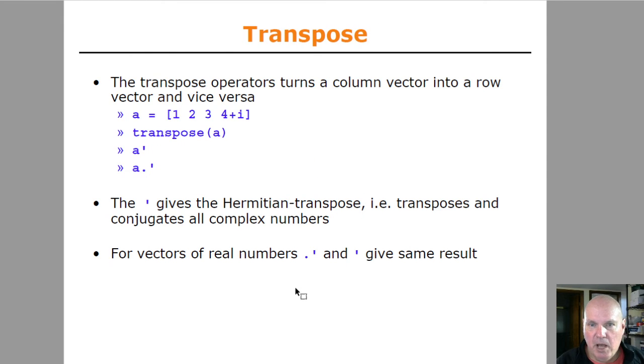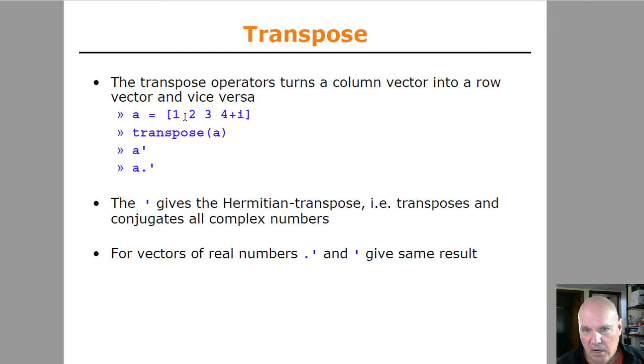Transpose: just use the apostrophe to transpose. Actually, it works differently on complex matrices versus real matrices. For real matrices, there's no difference between the apostrophe and the period apostrophe. They both do the same thing. On complex matrices, the apostrophe transposes and takes the complex conjugate of all numbers. On complex matrices, dot apostrophe gives just the transpose. The complex conjugate transpose tends to be a more common operation when working with complex matrices.